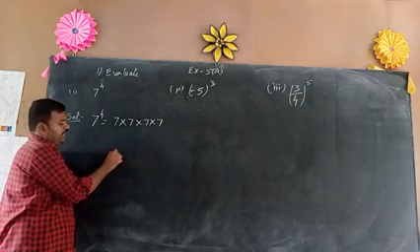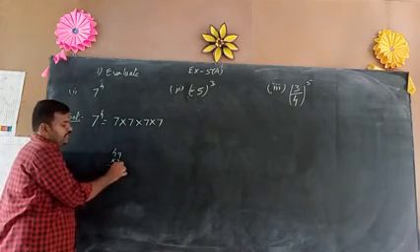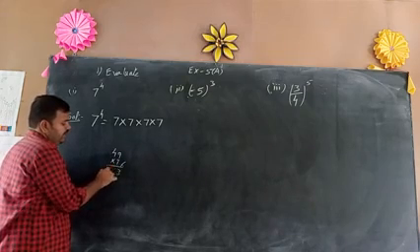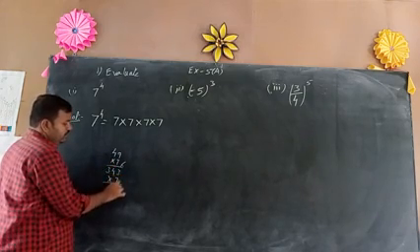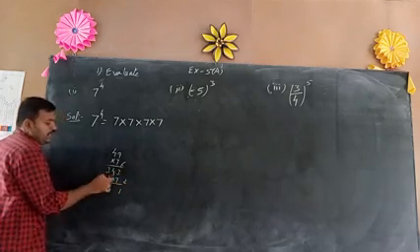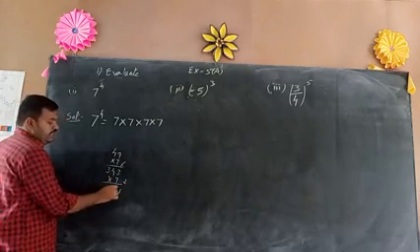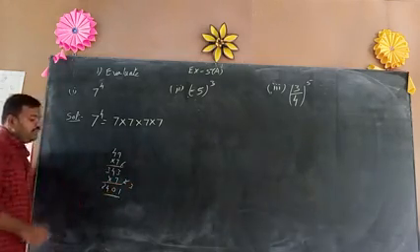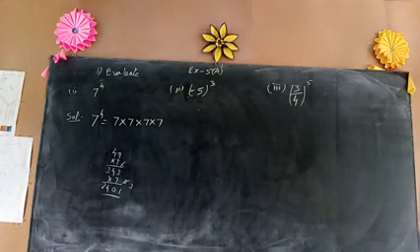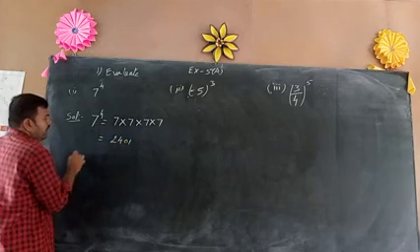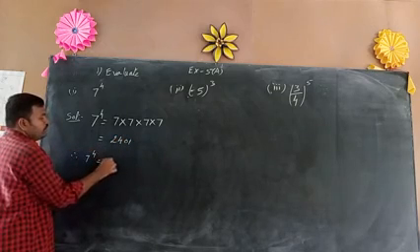7 7s are 49. 49 into 7: 9 7s are 63, 7 4s are 28, 29, 30, so 343 into 7. Why? Because 7 7s are 49, 49 into 7 into 7. 7 3s are 21, 7 4s are 28, 29, 30, 0 3. 7 3s are 21, 22, 23, 24. So the answer for this sum is 2401. We have to do this multiplication and write it here. Therefore 7 to the power of 4 is equal to 2401.